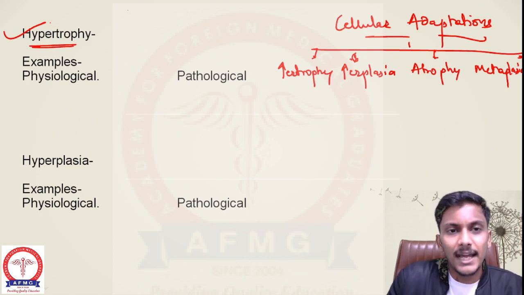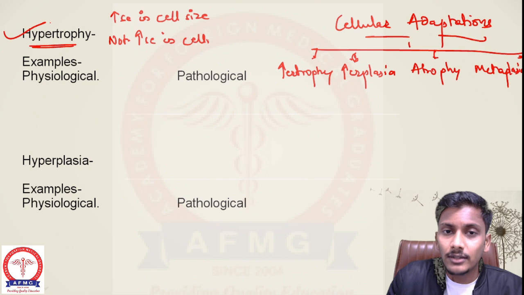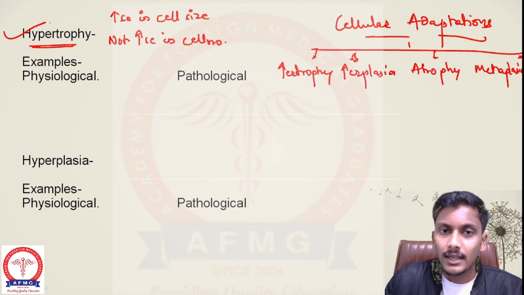So what do we mean by hypertrophy? Please remember, hypertrophy is increase in cell size. Hypertrophy is increase in the cell size and not increase in the cell number. So please remember, the cell size is increasing, but the cell number is not increasing. And as the cell size increases, there is also increase in organ size. Increased organ size is seen.